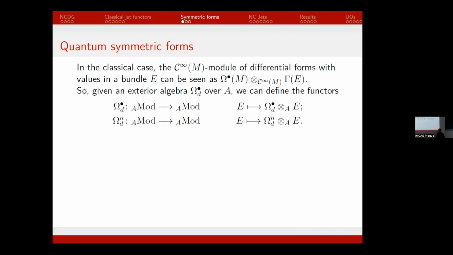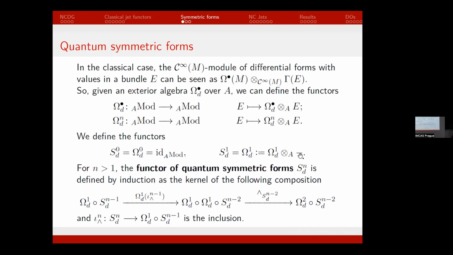So it is natural to generalize this notion to the non-commutative setting by taking as a form functor the tensor functor by the exterior algebra, with each grading going in the appropriate grading. Okay, once we have that, we can give a definition of symmetric form. So in degree 0 and 1, we want these to coincide with the normal notion of form. And that's inspired by the classical case, and it makes sense.